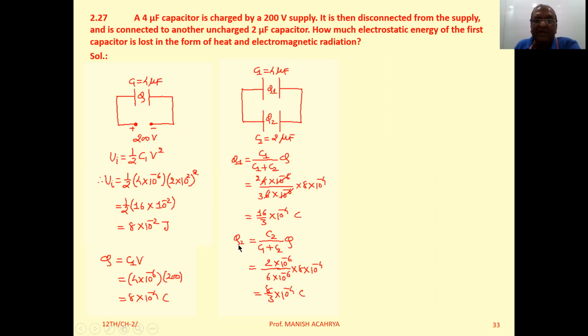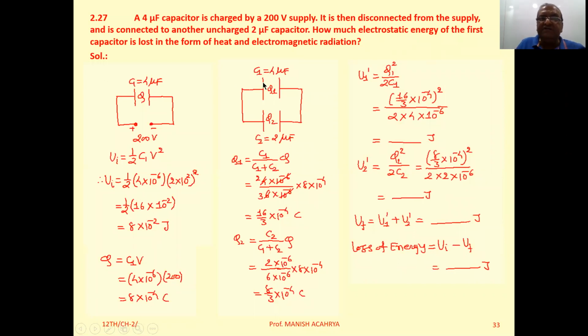Similarly, we can calculate Q2 that is equal to C2 upon C1 plus C2 into Q. C2 is 2 microfarad, so 2 into 10 raised to minus 6 farad. C1 plus C2 is 4 plus 2, 6 microfarad, so that is 6 into 10 raised to minus 6. Q is 8 into 10 raised to minus 4. So you will get Q2 that is 8 by 3 into 10 raised to minus 4 coulomb. Clear up to this one?